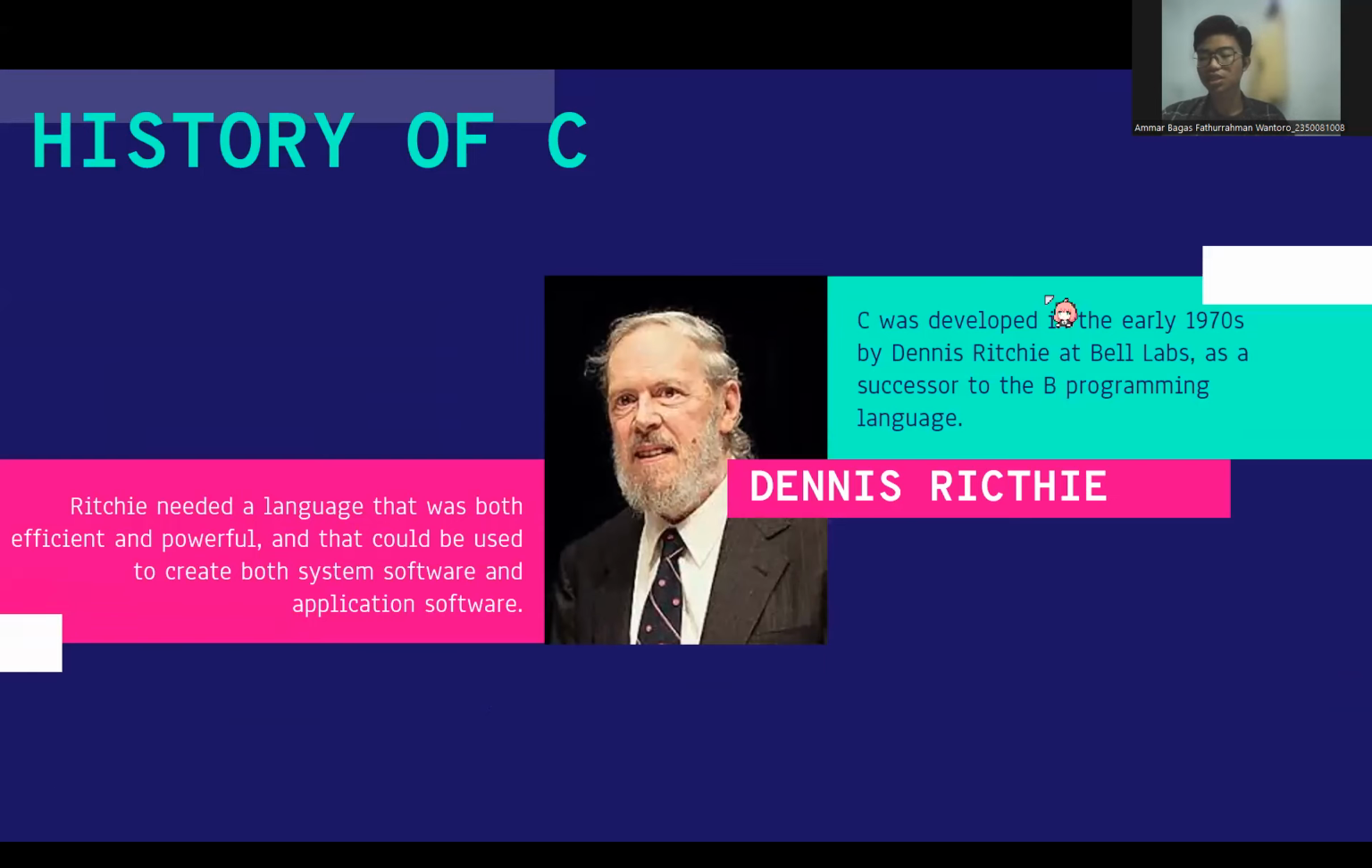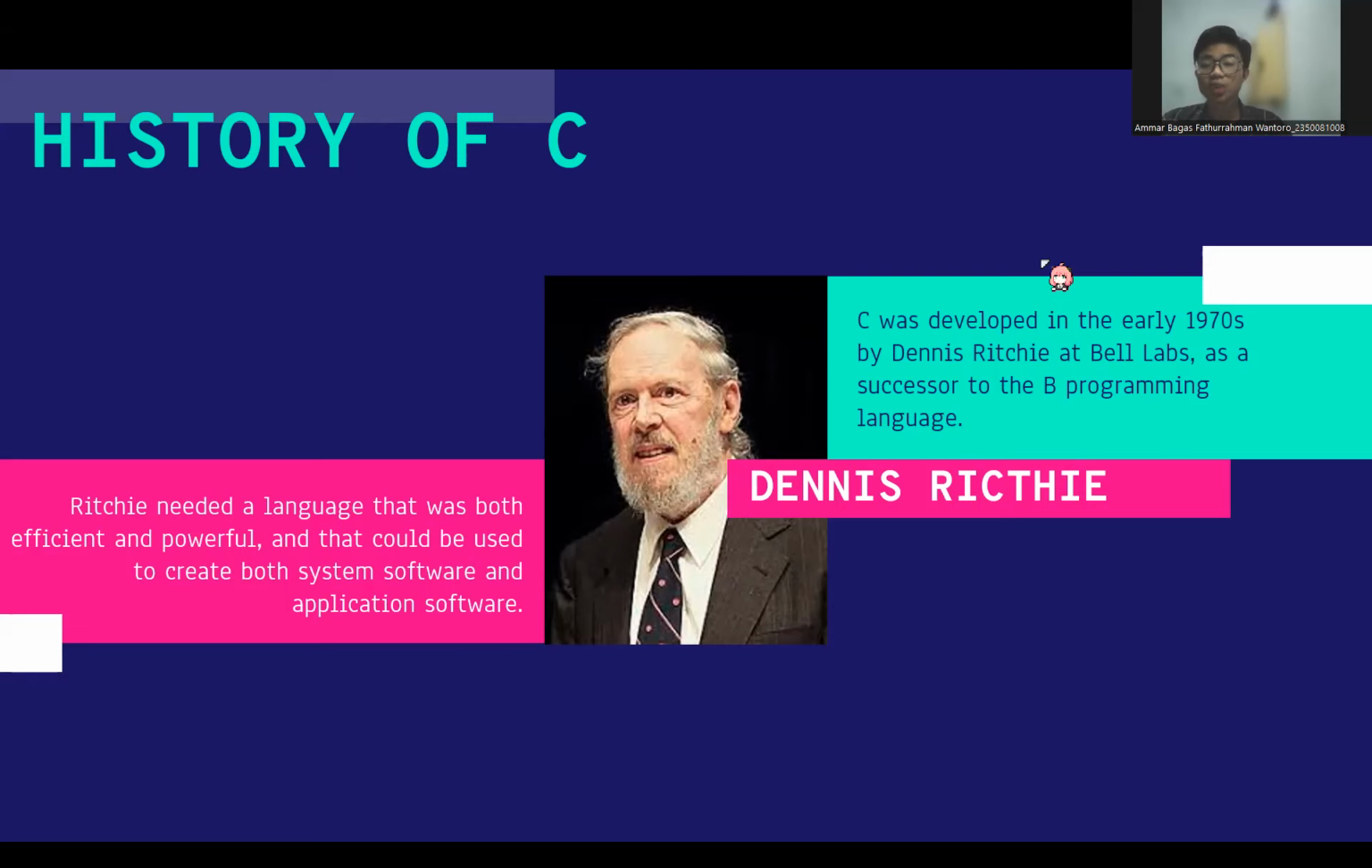The history of C. C was developed in the early 1970s by Dennis Ritchie at Bell Labs as a successor to the B programming language. Ritchie needed a language that was both efficient and powerful, and that could be used to create both system software and application software.